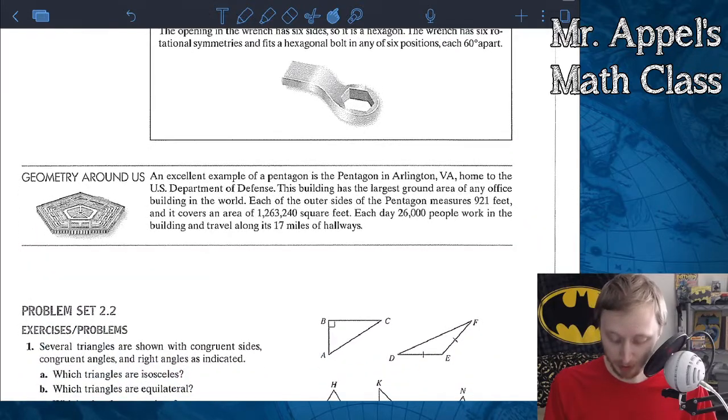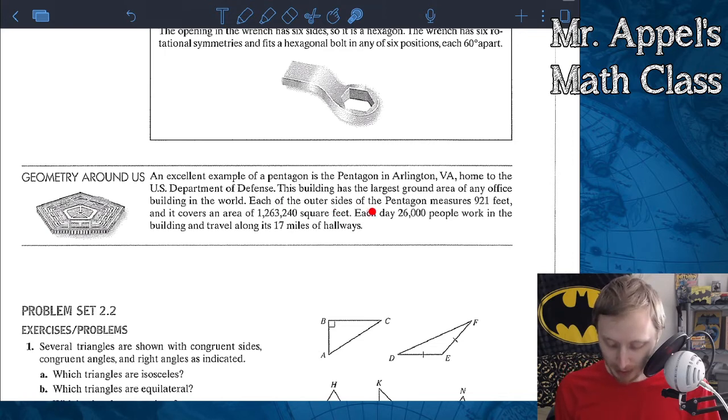Another great application of polygons here. Excellent example of the pentagon is the Pentagon. Who names these things? In Arlington, Virginia, home to the U.S. Department of Defense. This building has the largest ground area of any office building in the world. Ground area, right? Not total floor space. Because it's low and flat. It's not a skyscraper tower.